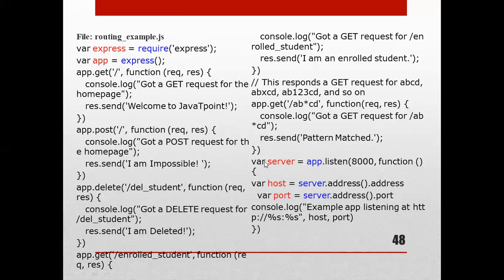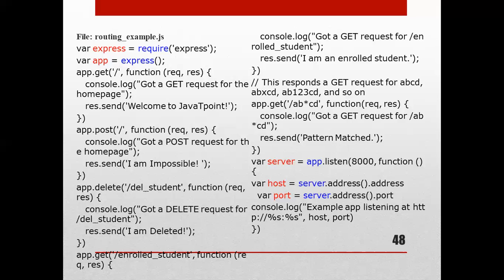Then we are going to listen on the server with the port number and the address, where server equals app.listen with the port number and the function. That function contains the host name and the port, taken from server.address: host from the address, and port equals server.address.port. Then we print one message with console.log, example app is listening at the host and port number.